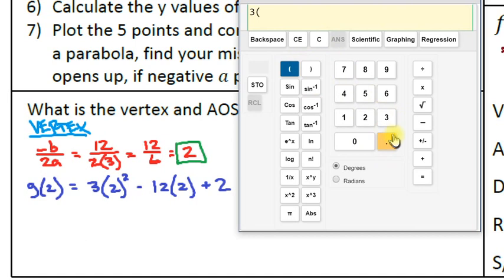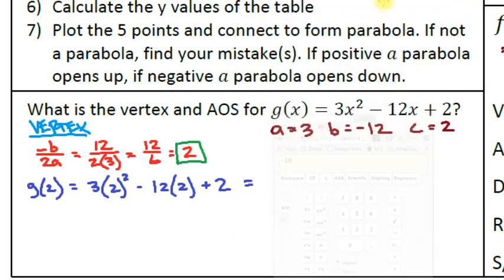3, and then in parentheses, 2 parentheses squared minus, in this case it's not a negative sign now, we're actually subtracting, so we do use a minus. If you ever use that by mistake, you'll probably get an error and you won't know why. It's because it doesn't know what to do if you just put plus or minus here. This is actually subtraction, so you use the minus sign here. Minus 12, 2 in parentheses, and then we've got plus 2. Let's press equal, and we've got negative 10.